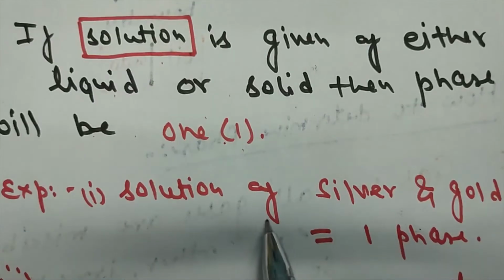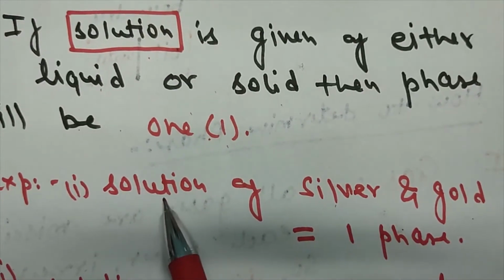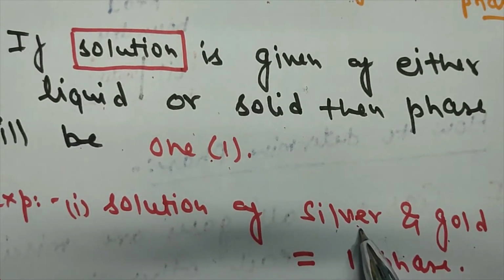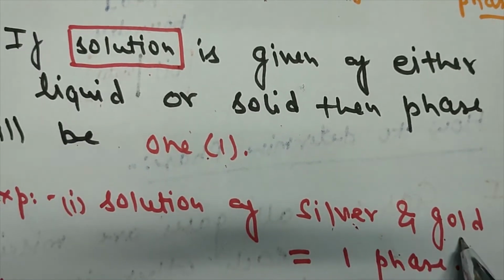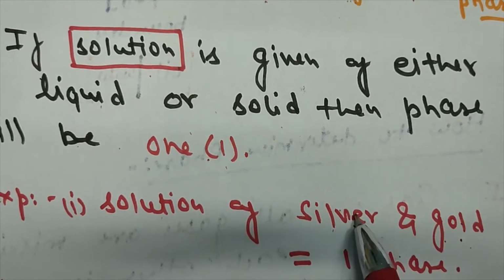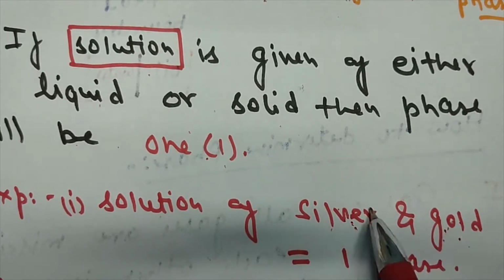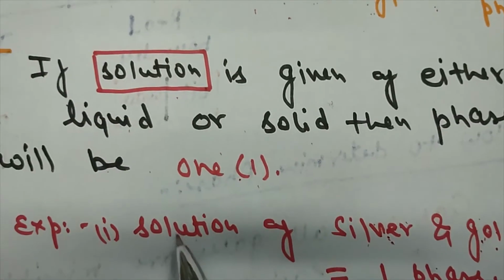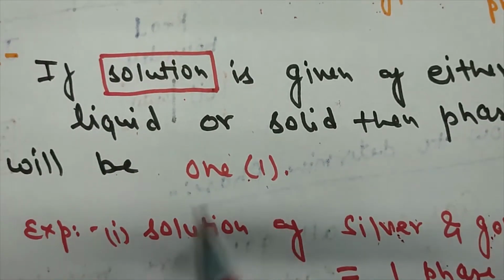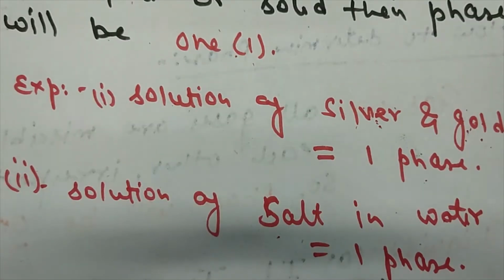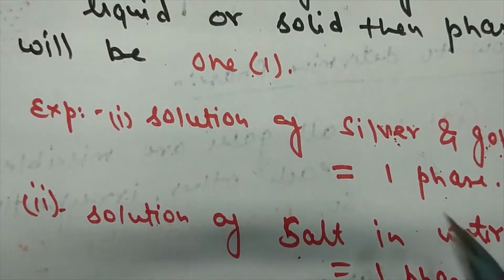Like a solution of silver and gold. Solution of silver and gold means we have first melted the silver at its melting point and melted the gold at its melting point, and we can now mix them with each other, because in the melt they are in liquid form. If you melt this, it will also be in liquid form. Then you can easily mix them to each other. It means if a solution is given, whatever it is, liquid or solid, the phase will be 1. Solution of salt in water: salt is solid, water is liquid, but because it is a solution, the phase will be 1.